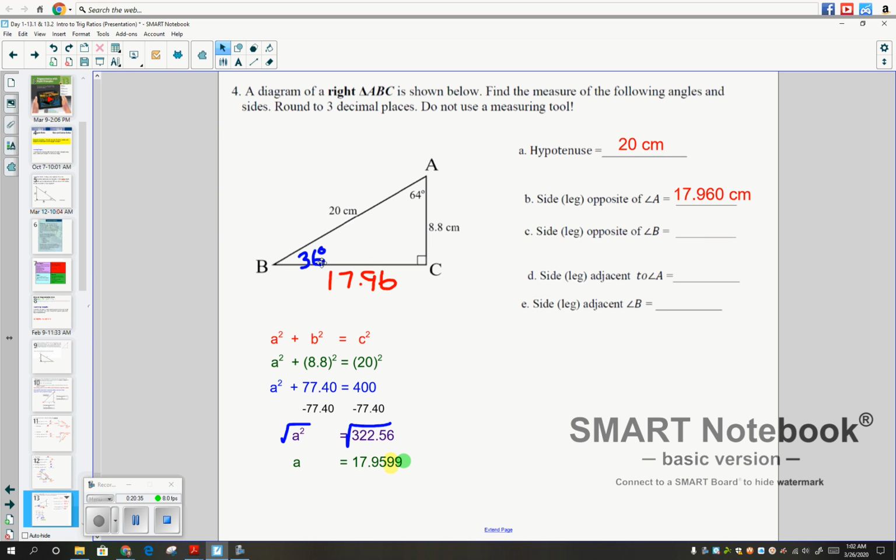Which leg is opposite of angle B? Well, here's angle B. Which leg's across? 8.8. Remember, D and E are asked for adjacent. Adjacent means next to. Which leg is adjacent to angle A? Here's angle A. Remember, we're talking about the leg. It's 8.8 centimeters. And adjacent to angle B is the side we had to find the measure of, which is 17.96 centimeters.